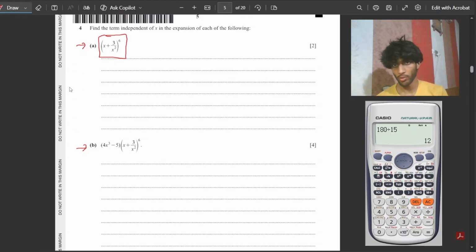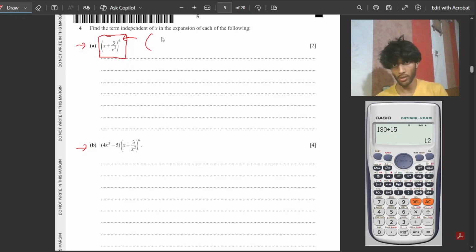Now, there are 2 things you can do. You can either just write down all of the binomial expansions all the way to the power 6, and then eventually you'll find one that doesn't include the x variable. That's one thing you can do. The other thing you can do is try and think about what combination or what power can I use such that my answer is going to be independent of x.